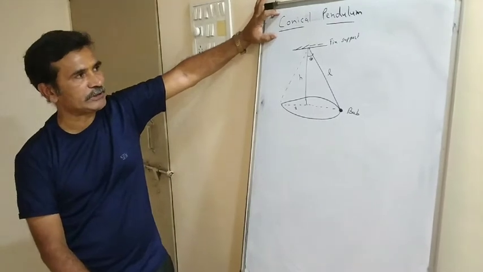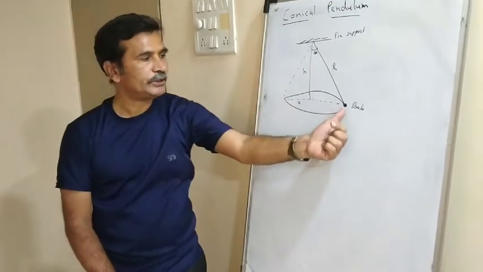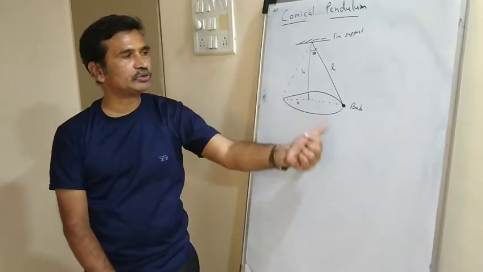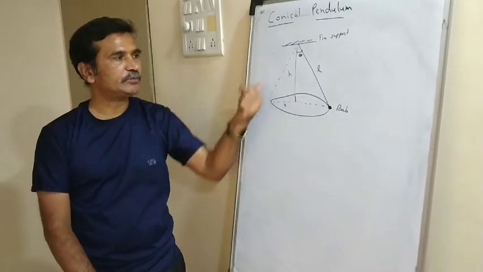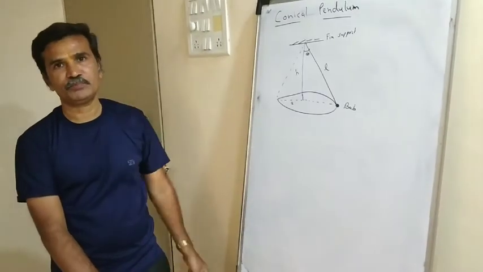So we can define conical pendulum as the typical position of a simple pendulum in which the bob describes horizontal circular motion and the string describes a conical structure. It's called a conical pendulum.